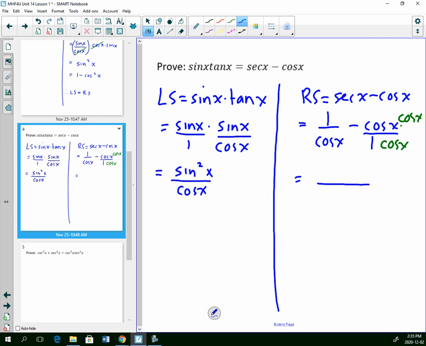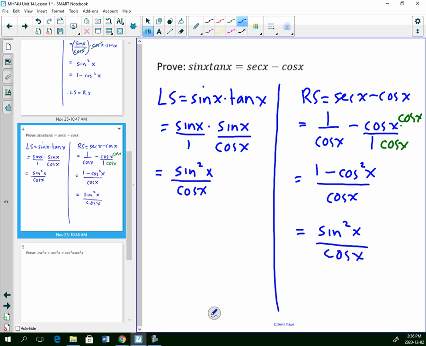So the denominator is cos x. In the numerator, we get 1 minus cos squared x. So things to keep in mind with our identities: always keep an eye on the other side. Always compare. Right now I'm comparing my right side and my left side, and I see that the denominators are the same, but the numerators are different. But I do know that sine squared x is equal to 1 minus cos squared x. So I have to change one of them. So I'm going to change 1 minus cos squared x to sine squared x.